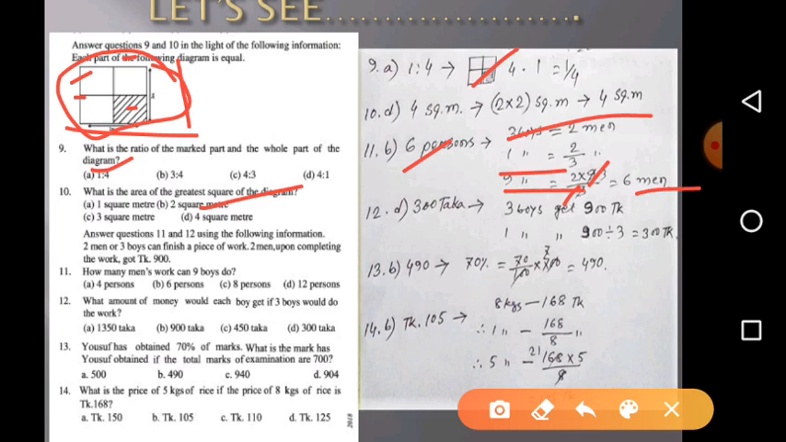Question number 12, what amount of money would each boy get if 3 boys would do the work?